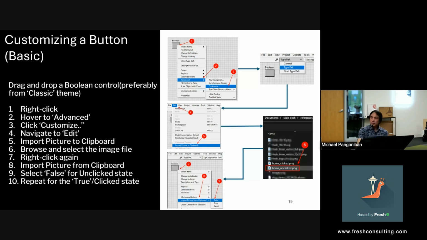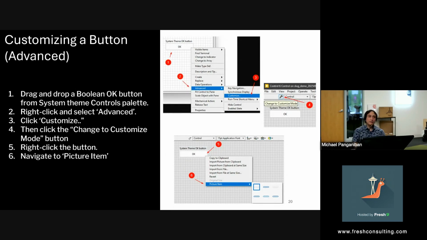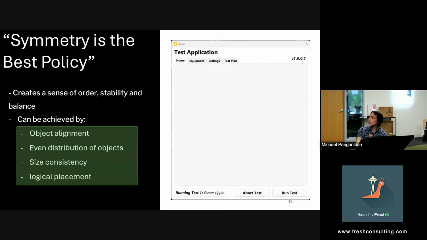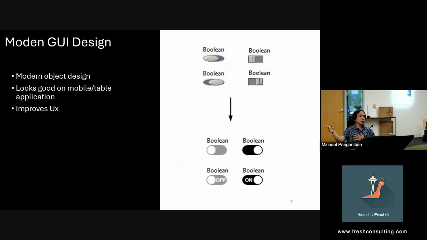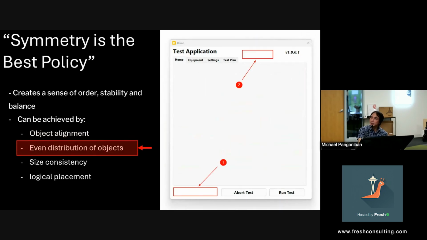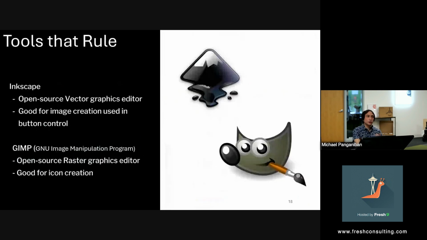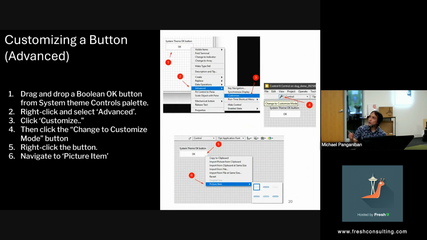Okay. Now, why do I have the basic and the advanced? The advanced here is basically customizing. So probably it's a good time to go back here. You see those Boolean controls at the bottom? That's how you customize it. I customized it using the basic approach, as you can see. But we will have a more fancy way of doing it, which is the advanced. The advanced works only on certain types of Boolean button. That's why it's here. My instruction there: drag and drop an OK button from the system theme controls palette.